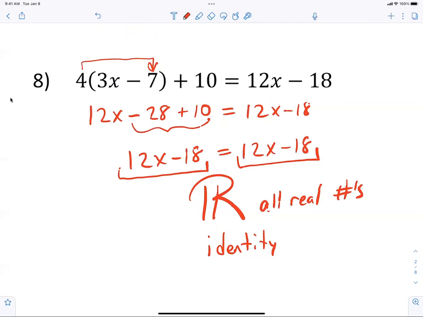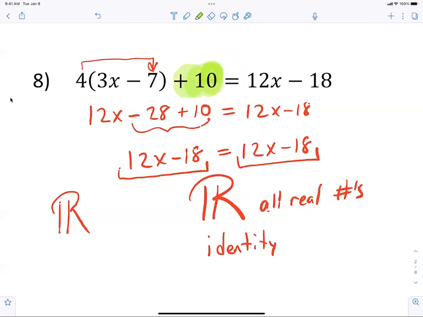0 is an answer. But 1 is an answer. 2 is an answer. Any number you tell me is going to be an answer. All right. So for all real numbers, you put 1 line, 2 lines, then make an R. That's how you make all real numbers. That's what I want you to be able to tell me. All right, Maggie, that was good. Thank you. And I got 12x minus 28 equals 12x. You forgot the plus 10.